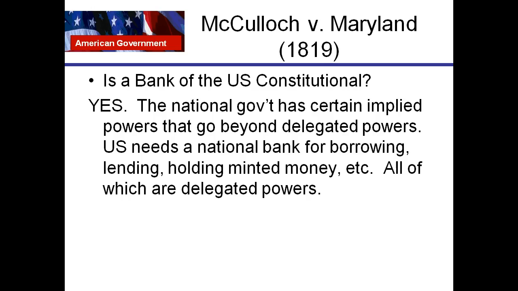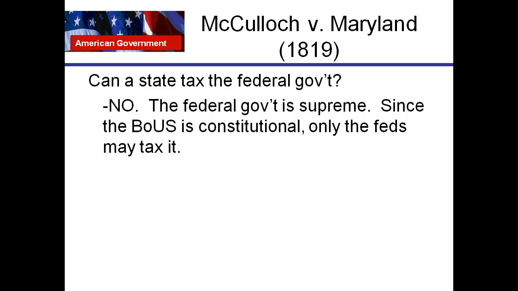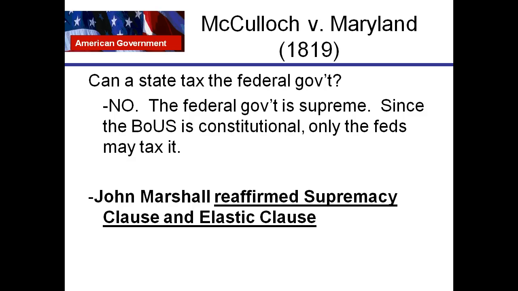Now, another question that was addressed in McCulloch is, can a state tax the federal government? And the answer was no. The federal government is supreme according to John Marshall here. Since the Bank of the United States is constitutional, only the feds may tax it. So here, John Marshall was reaffirming the Supremacy Clause and the Elastic Clause. So the Supremacy Clause basically comes from Article 6(2), in which the Constitution is declared to be the supreme law of the land.